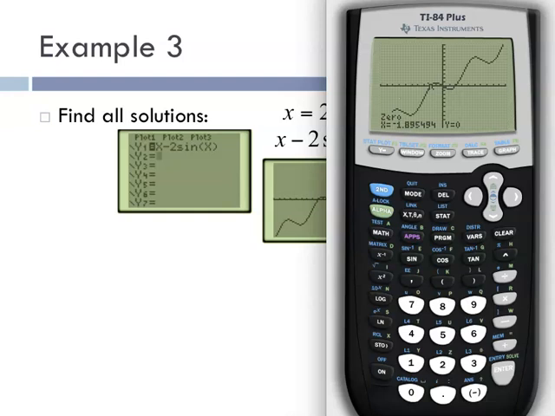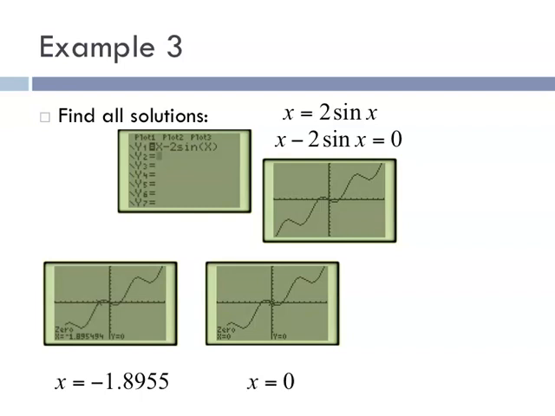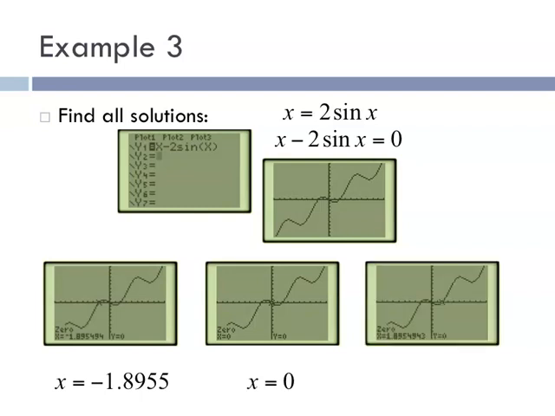You hit second, trace, 0, give it a left boundary, hit enter, give it a right boundary, hit enter, and it will give you the zeros. You just want to make sure that when you give the left and right boundaries, you're telling the calculator, find me the 0 between here and here. So you want to make sure you only have 1 0 between those two boundaries. You should end up finding that the other zeros are at x equals 0 and x equals 1.8955.